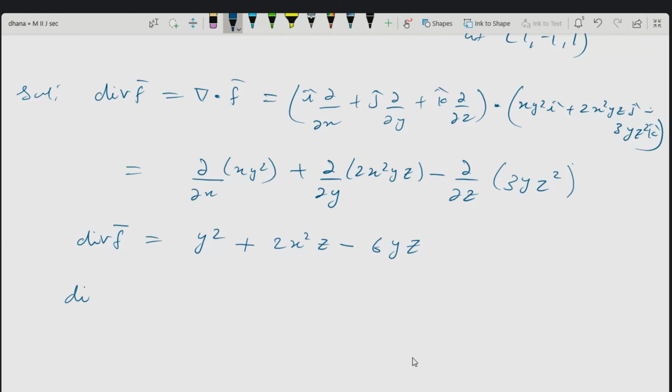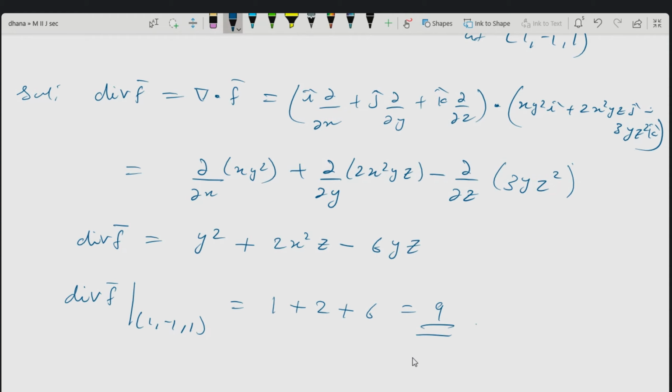Now you need to calculate divergence of f bar at the point (1, -1, 1). That means x needs to be replaced with 1, y with -1, z with 1. So y = -1 means (-1) squared, that is plus 1 you will get. So here I will get plus 1. Then this will be 2, then this will be minus 1, so plus 6 you will have. So that is 9.